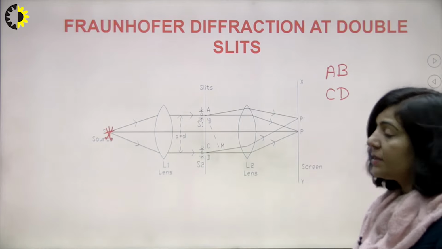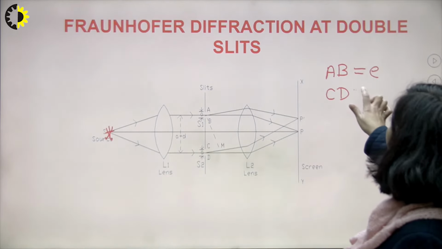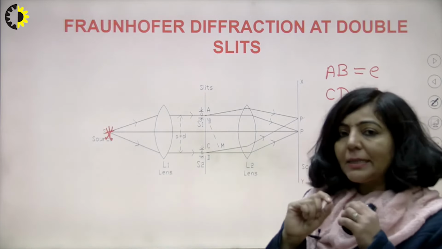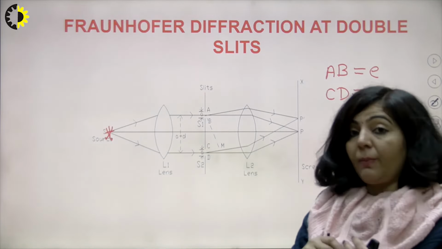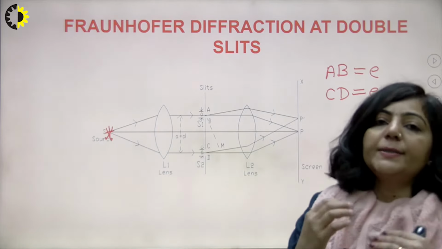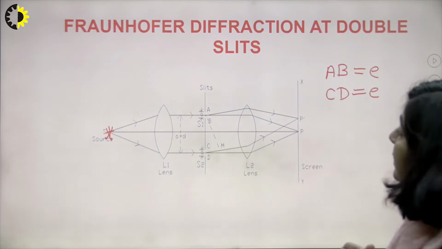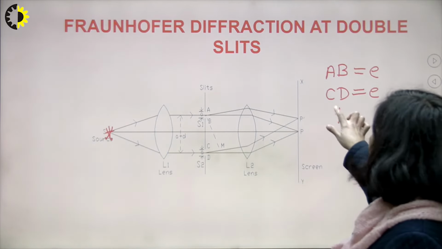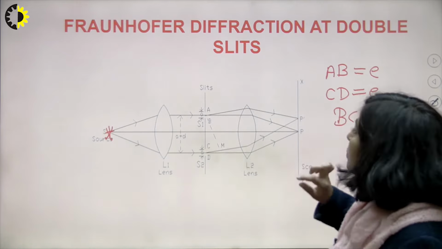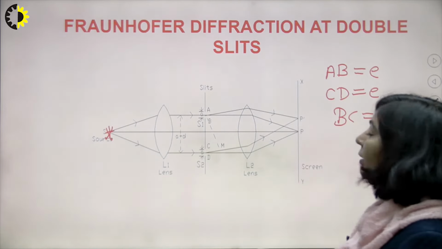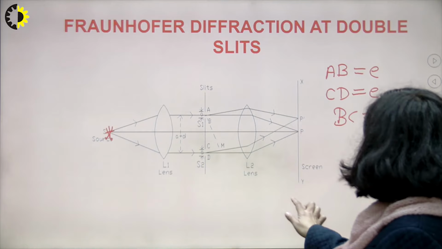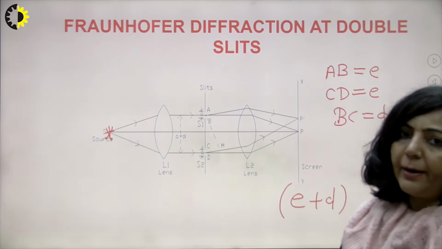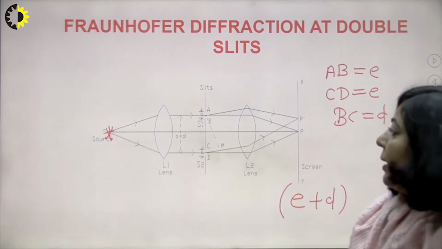And these two slits are of equal width. So if I'm saying AB is e, then CD is also e. S1 represents the central part of slit AB, and S2 represents the central part of the second slit CD. The spacing between these two is BC, and that spacing is taken as d. And this term, e plus d, means this combination of transparent part and opaque part. This combination is known as the grating element, right?